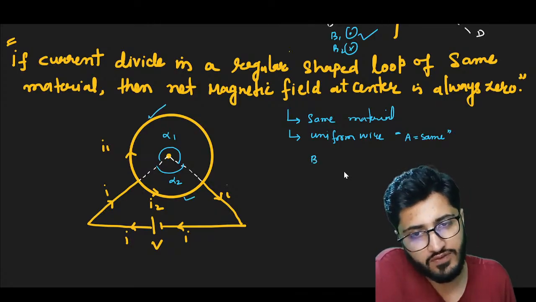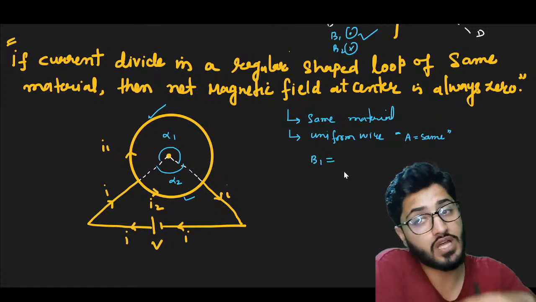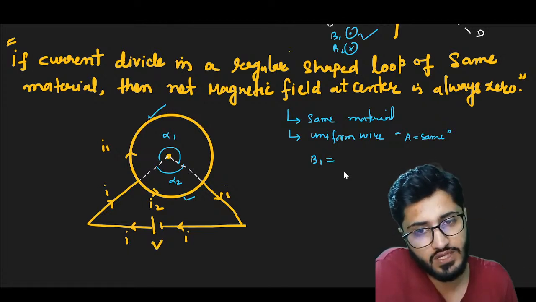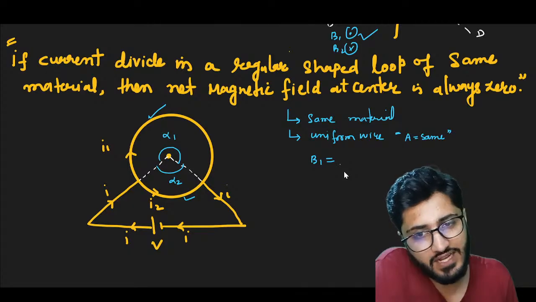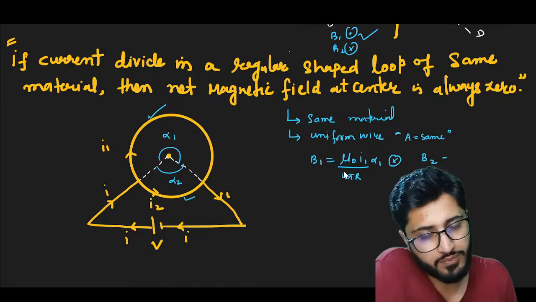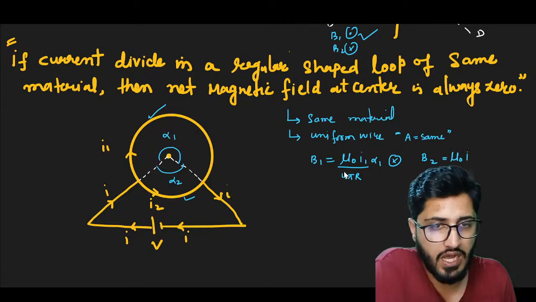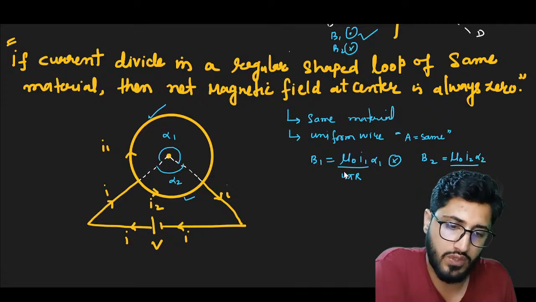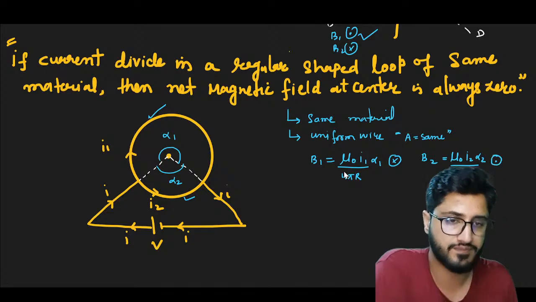So what is B1? B1 is the magnetic field due to the upper portion. I guess it is an arc now. If it is an arc, I can write mu naught I1 alpha 1 divided by 4 pi r, and it would be inwards. B2 would be mu naught I2 alpha 2 divided by 4 pi r, and it would be outwards.